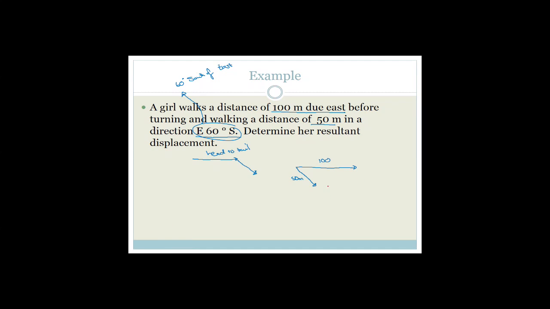We are going to draw a line parallel to this line at the end of this, and we are going to draw it 100 meters long, or the same length. You actually have to measure this and make sure it's the same length. Then we're going to join these lines, and these lines should be parallel. This line should be parallel with this line, and it should be 50 meters. And then what we're going to do is join the start and the finish.